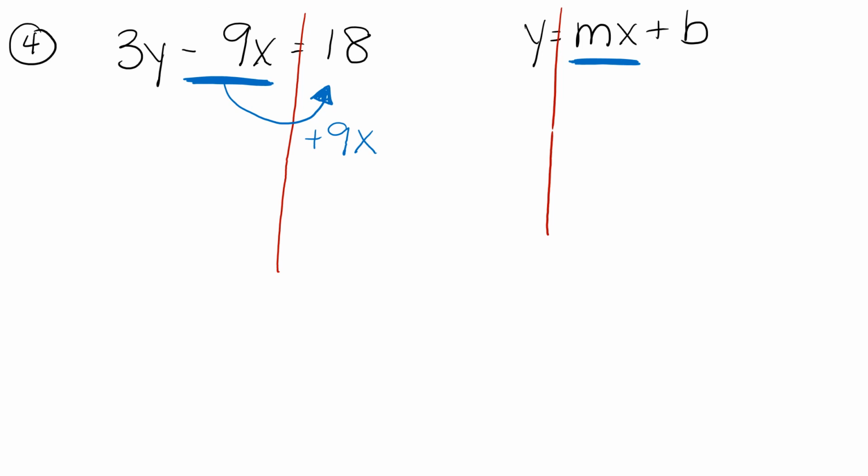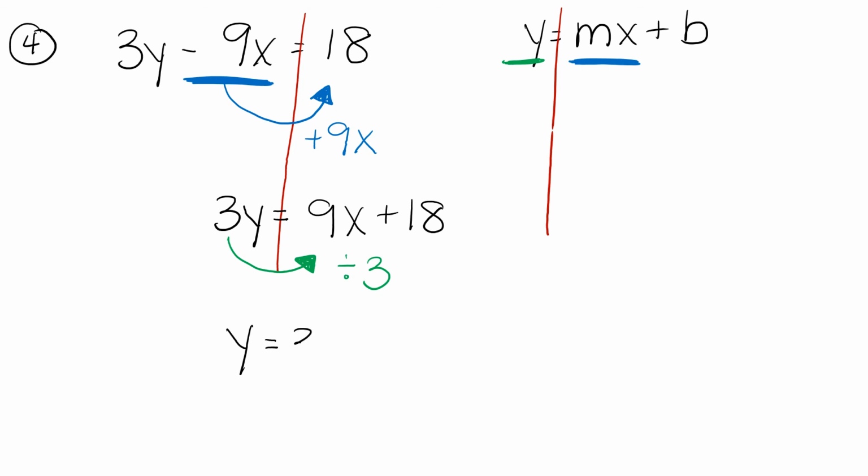Now let's rewrite what we have. We still have the 3y because that part did not get used yet. We changed it to a positive 9x and a positive 18. In slope-intercept form, the y value is completely by itself. There is no other number. So we need to move the 3 to the other side as well. The 3 and the y side by side mean multiply. So we do the opposite, we divide.